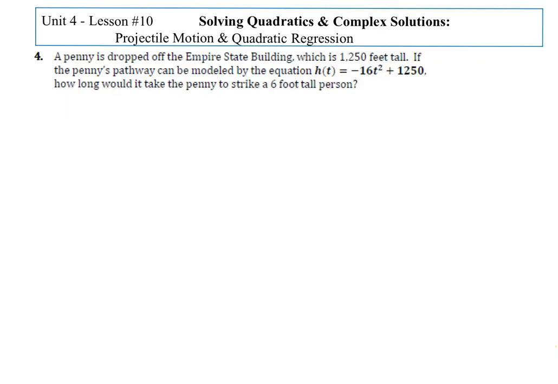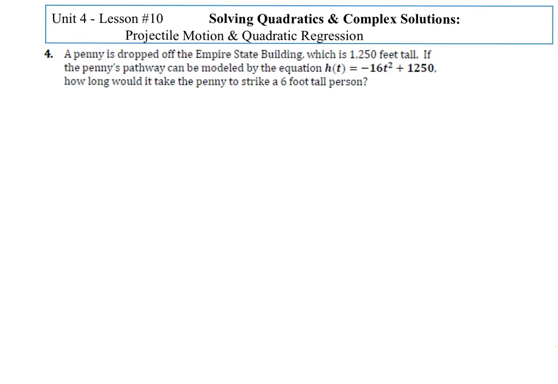Super fun. On number 4, it says a penny is dropped off the Empire State Building, which is 1,250 feet tall. If the penny's pathway can be modeled by the equation h of t equals negative 16t squared plus 1250, how long would it take the penny to strike a 6-foot tall person?